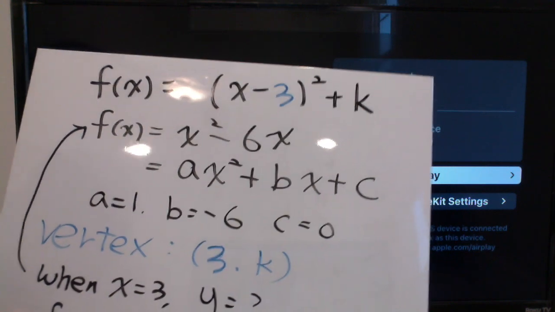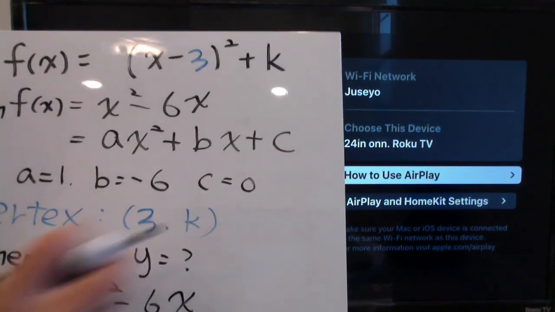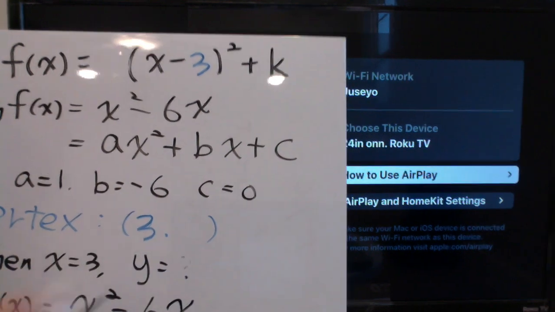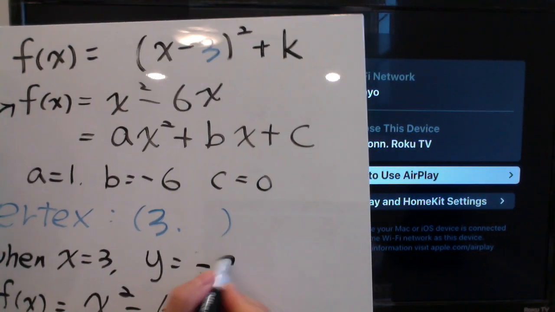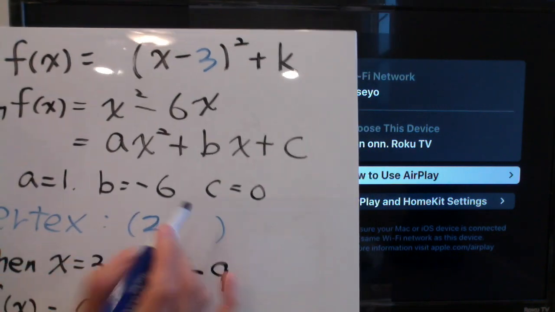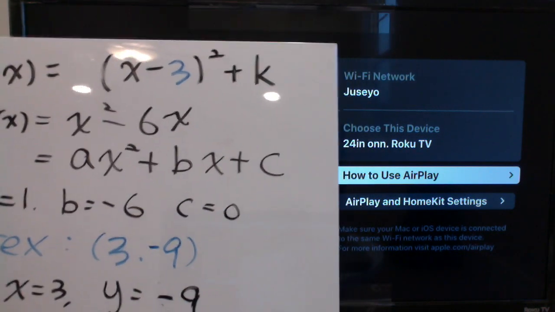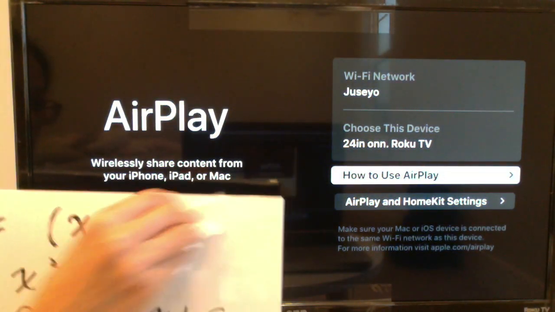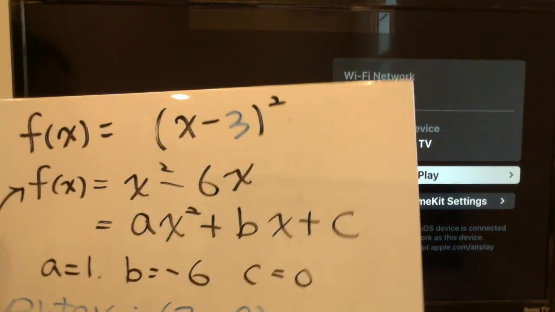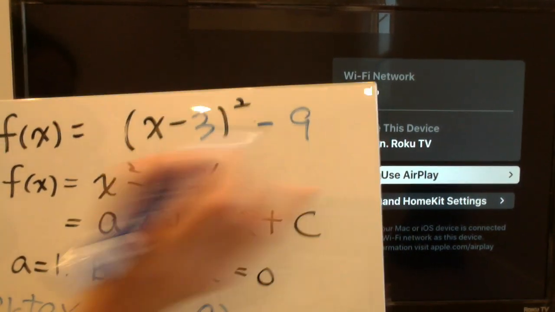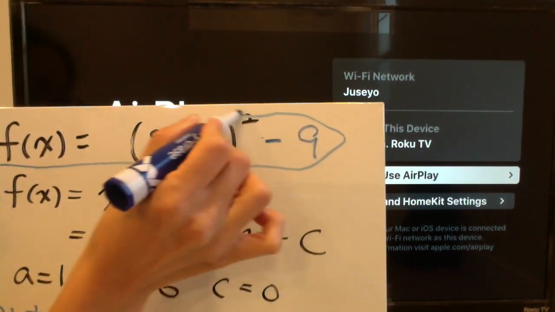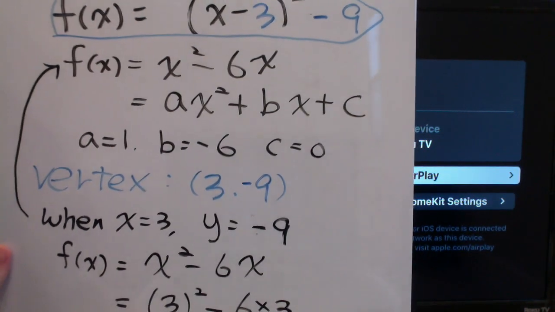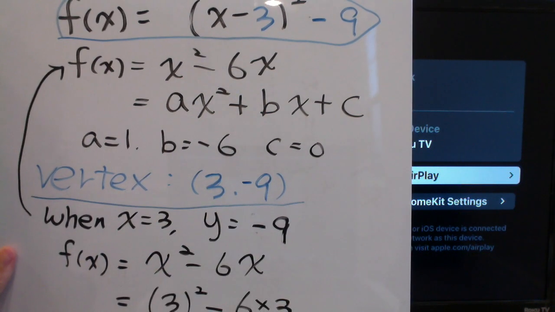So negative 9 here is K. So the y value we found, negative 9, is the vertex value right here. So in case you want to know how to write here, instead of K, I will write negative 9. This is the vertex form that you will find. But in this question, it asks what's the vertex. So vertex is 3 and negative 9. That's the answer.